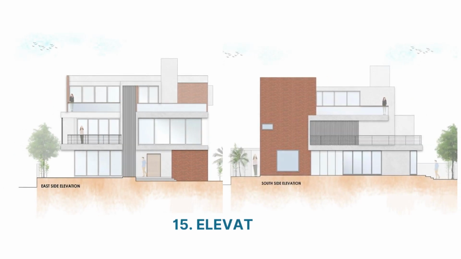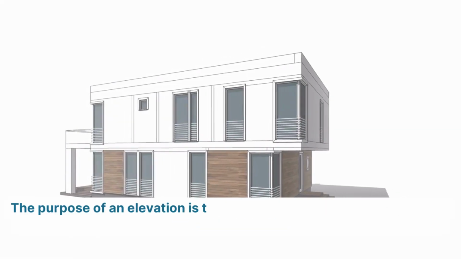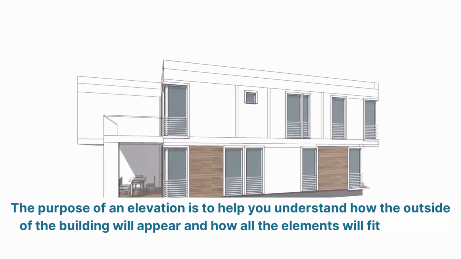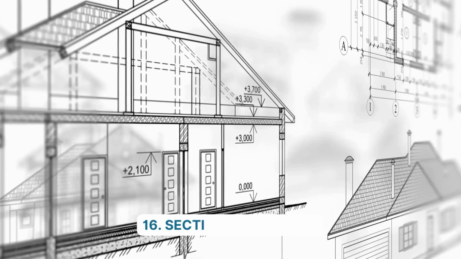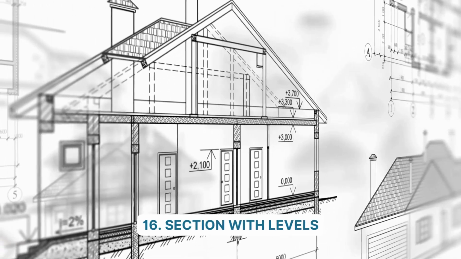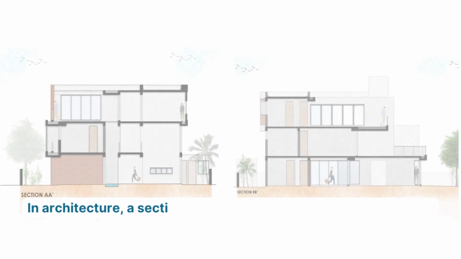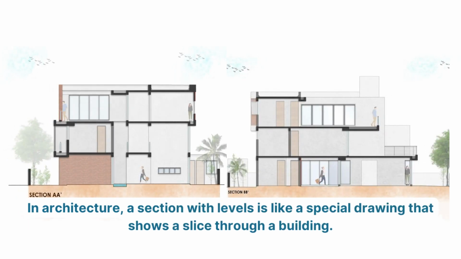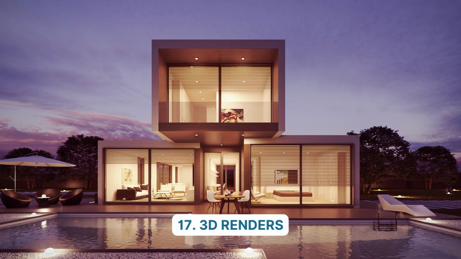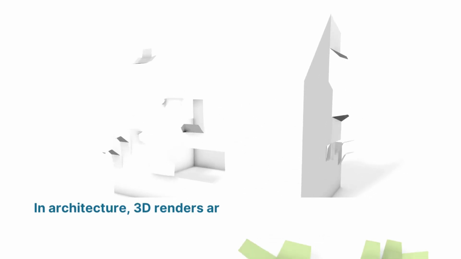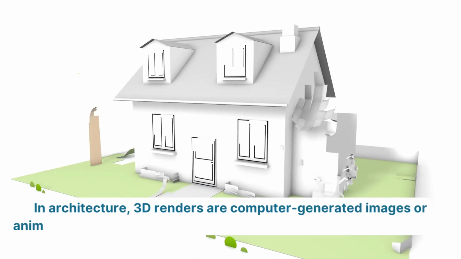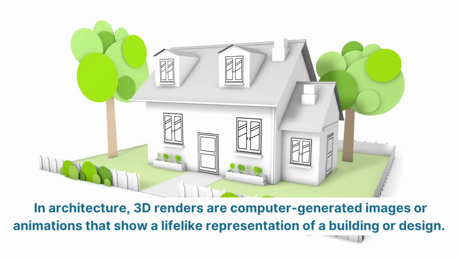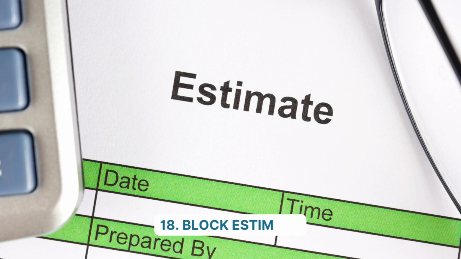Number 15. Elevation. The purpose of an elevation is to help you understand how the outside of the building will appear and how all the elements will fit together. Number 16. Section with levels. In architecture, a section with levels is like a special drawing that shows a slice through a building. 17. 3D renders. In architecture, 3D renders are computer-generated images or animations that show a lifelike representation of a building or design.